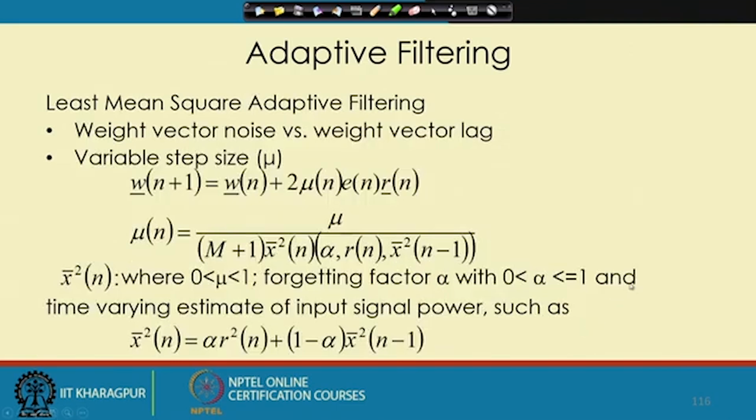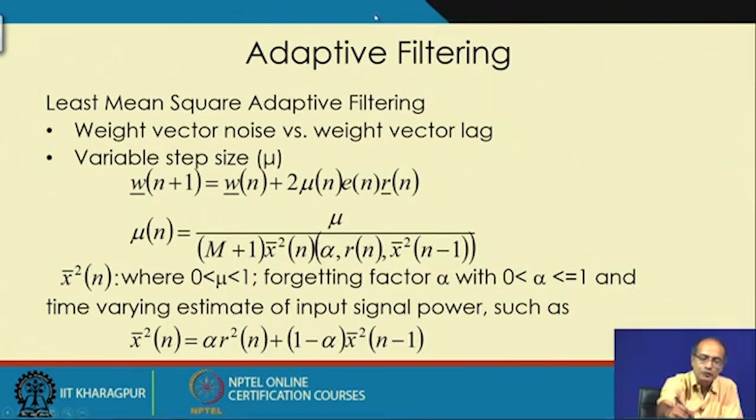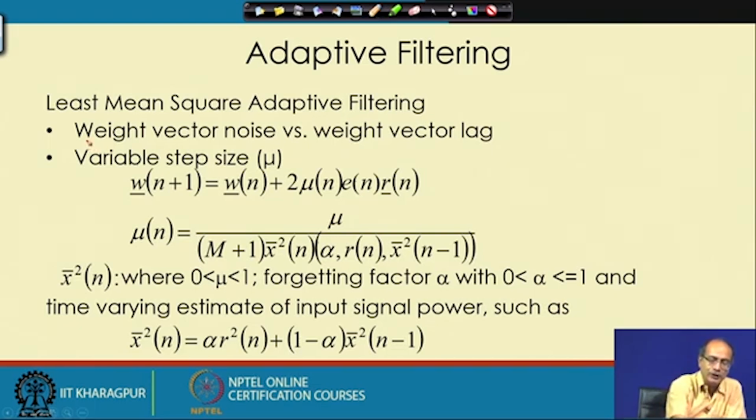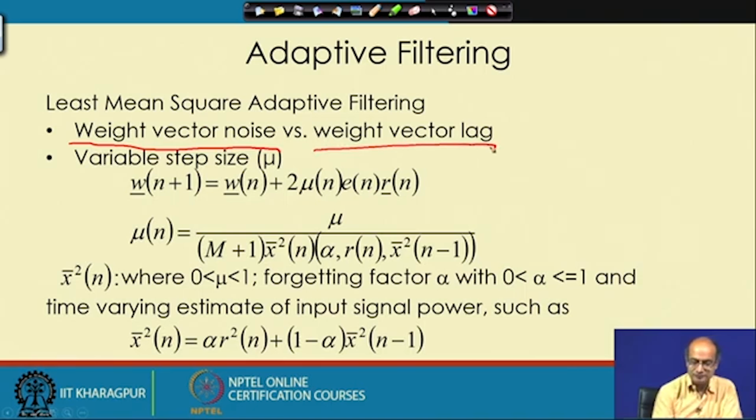Now, let us see what could be the impact of choosing the mu. We actually get two scenarios: one is weight vector noise, and the other we call weight vector lag. Let us start with the second one, the weight vector lag. We said that we should be very careful in choosing the mu, and it should be very small, so that the stability does not come into question.